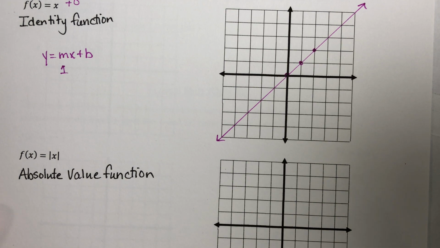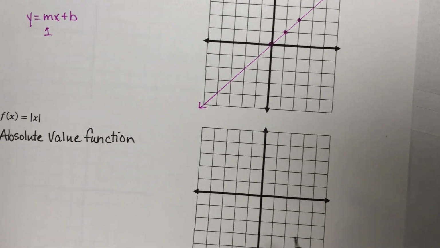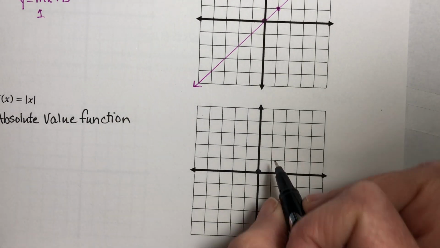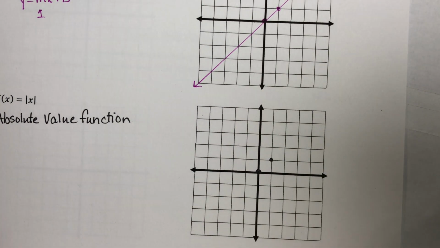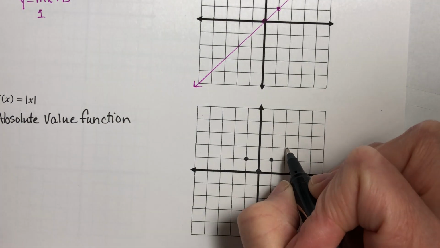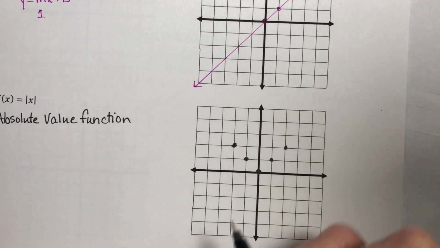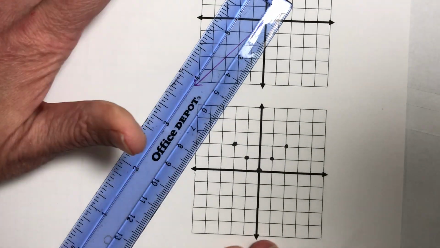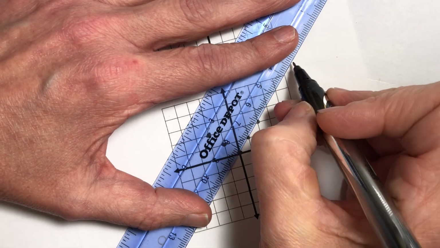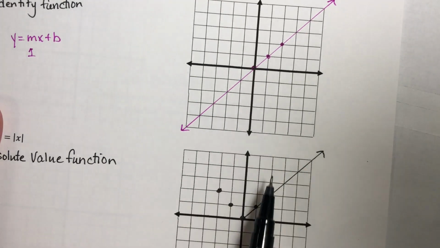If it starts off positive, it stays positive. So let's see. If I plug in 0, the absolute value of 0 is 0. The absolute value of 1 is 1. The absolute value of negative 1 is 1. The absolute value of 2 is 2. The absolute value of negative 2 is 2. You can see that in quadrant 1, our graph is identical to the identity function above it.